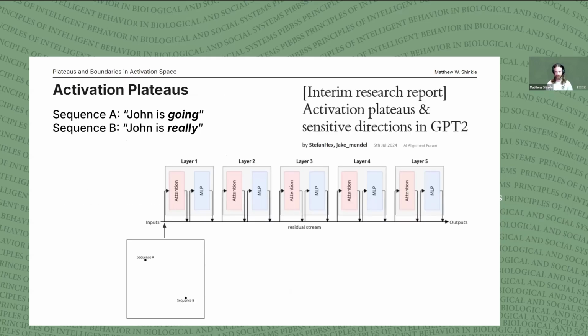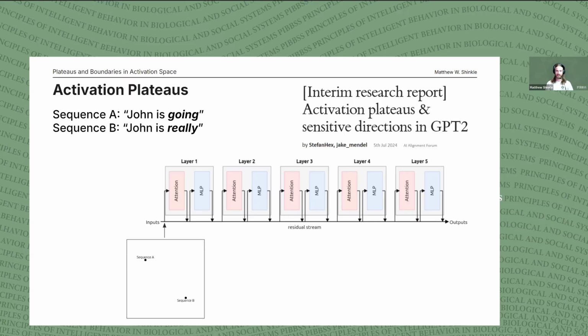So what are activation plateaus? This is a term I believe first coined in this 2024 post by Stefan Heimersheim and Jake Mendel. And the core experiment that they did here is relatively straightforward. So you take two sequences that are identical except for the last token, like these two sequences here, "John is going" and "John is really." You then pass them through the model like normal and record the model outputs.